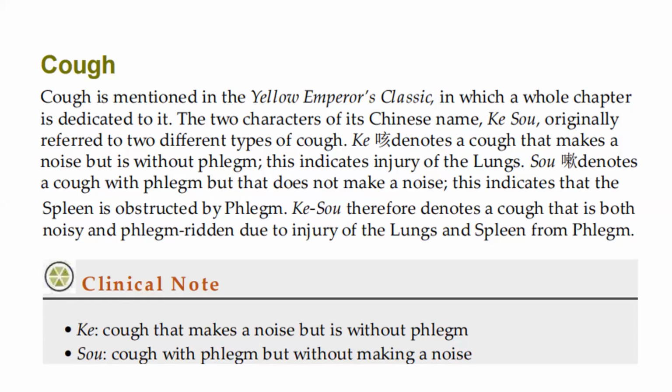This indicates injury to the lung. Sao denotes a cough with phlegm but does not make a noise. This indicates that the spleen is obstructed by phlegm. Therefore, this denotes a cough that is both noisy and phlegm-ridden due to injury of the lungs and spleen from phlegm. Clinical note: Ke is a cough that makes a noise but is without phlegm, and Sao is a cough with phlegm but without making a noise.